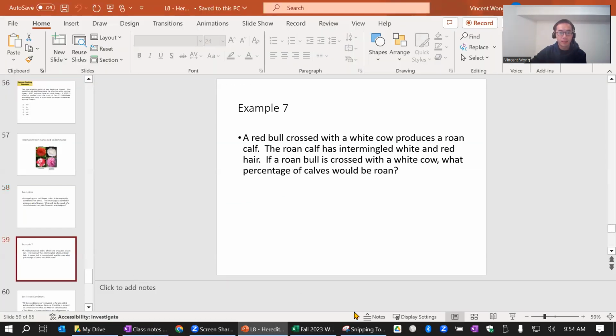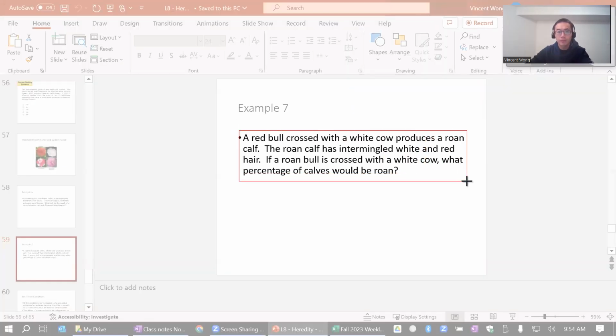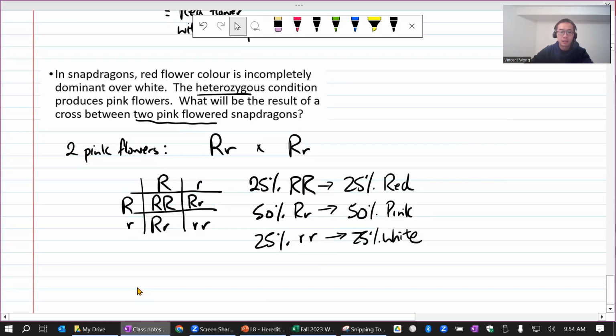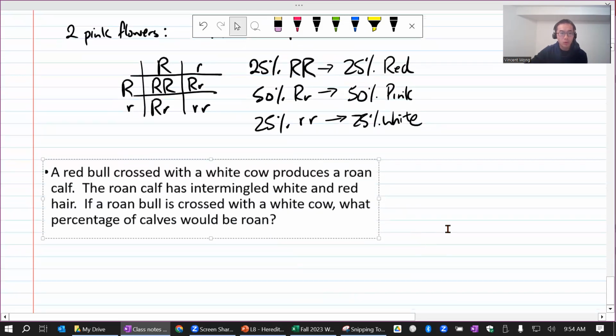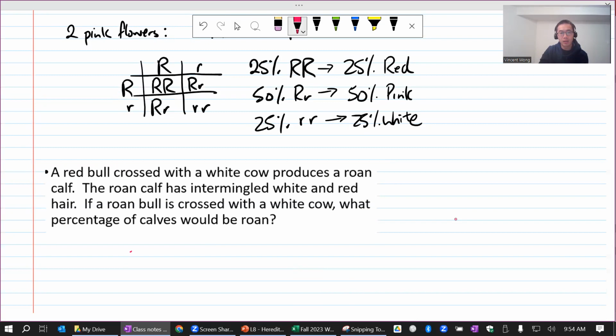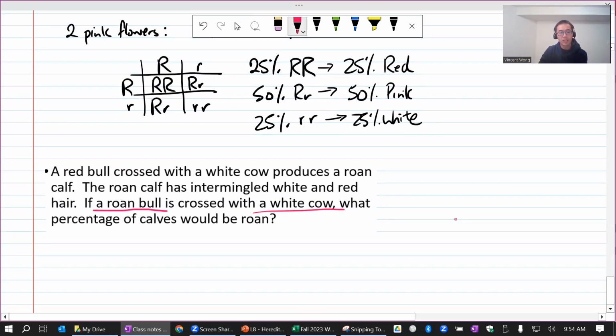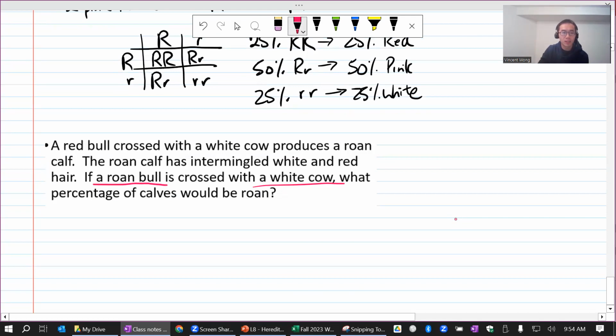Okay. Here's another one. A red bull crossed with a white cow produces a roan calf. The roan has intermingled white and red hair. That means it's like red and white at the same time. If a roan bull is crossed with a white cow, what percentage of calves would be roan?